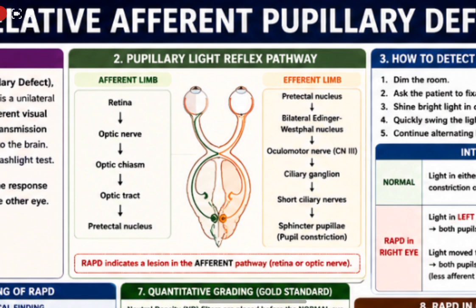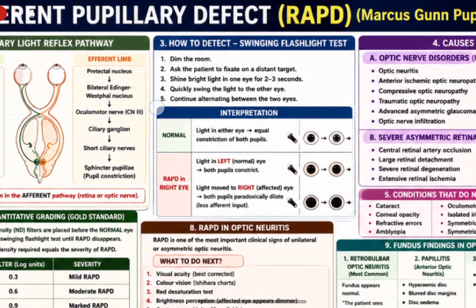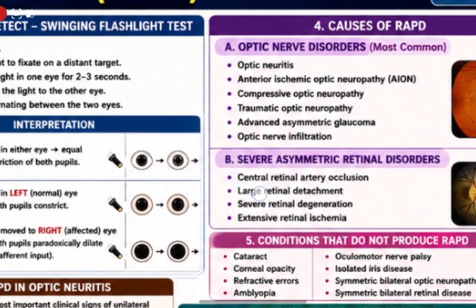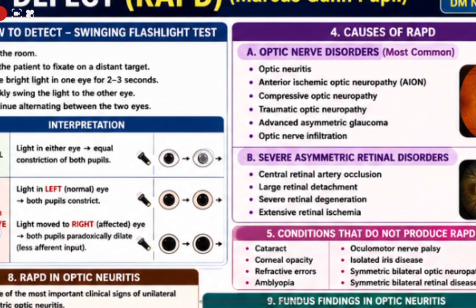It can also be caused by severe asymmetric retinal disorders like central retinal artery occlusion, large retinal detachment, severe retinal degeneration, and extensive retinal ischemia.